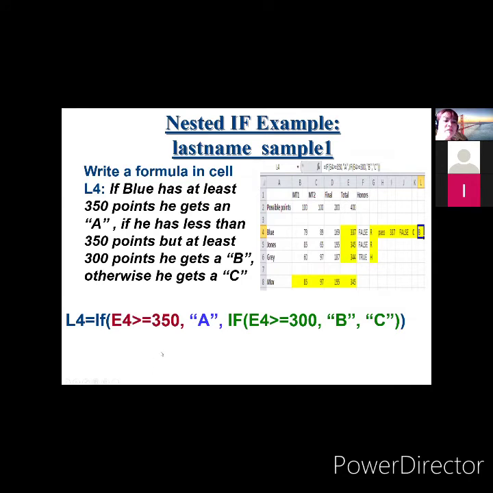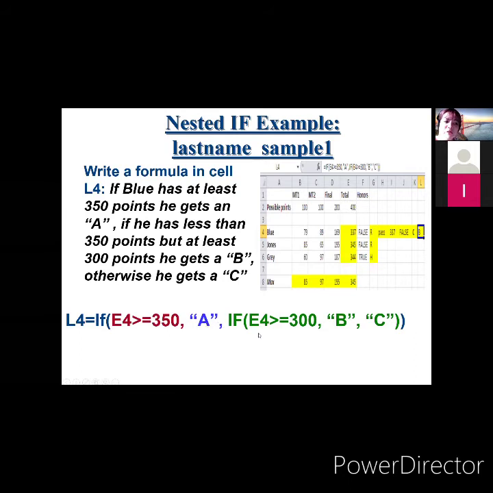No? So, ang naka-indicate dito, in our L na tayo, no? L colon, or particularly, L4, equal to if. So, ito yung first conditions natin. Napakadali lang naman, di ba? So, sabi nga, E4 is greater than or equal to 350. If it is true, so, comma, the second argument will be displayed. So, ang value niyan is A.